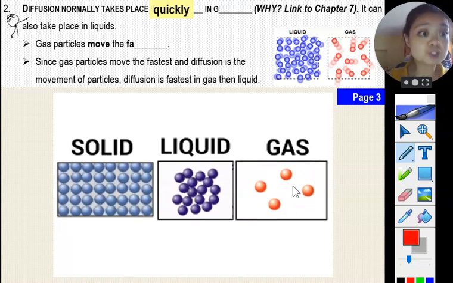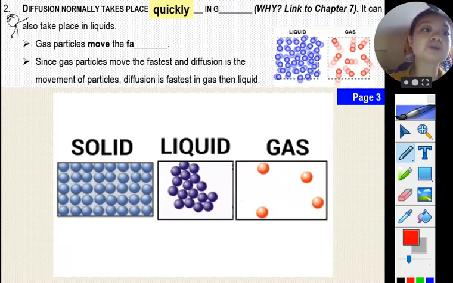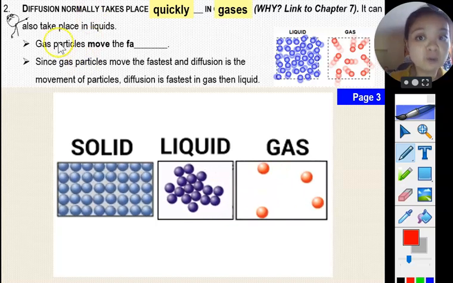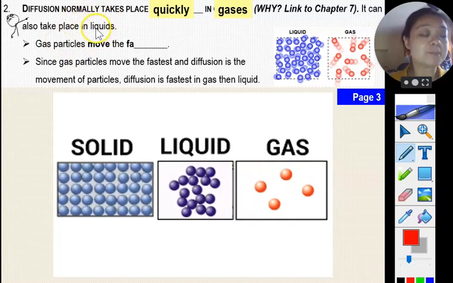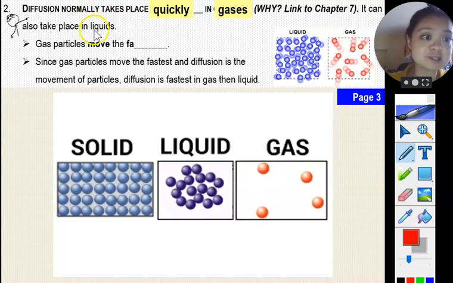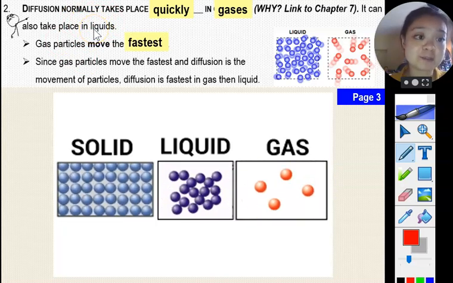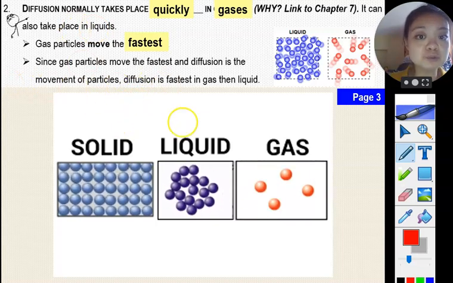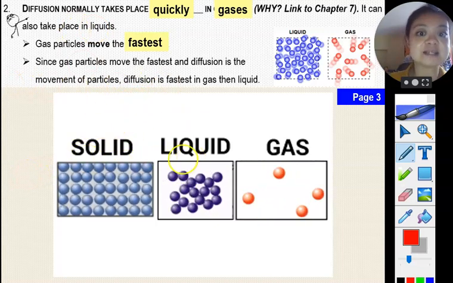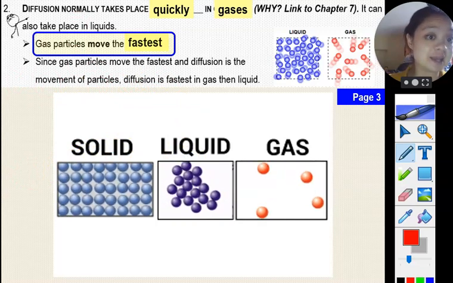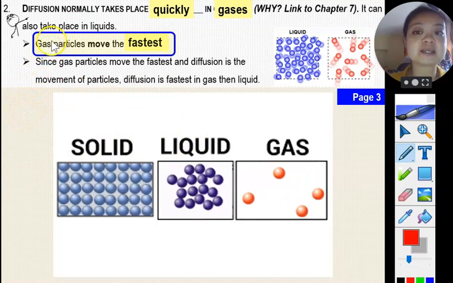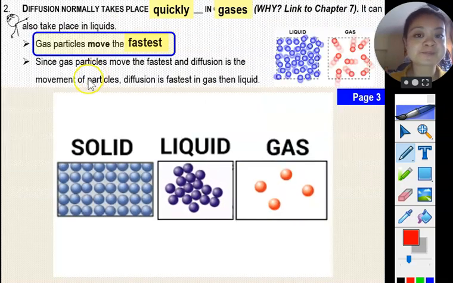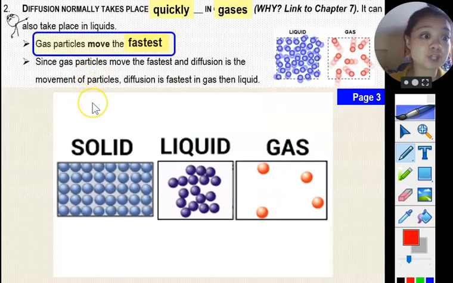So the second rule is that diffusion occurs very quickly in gases. It can also take place in liquids, but it will be the fastest in gases because gas particles move the fastest. And since gas particles move the fastest, we can say that diffusion is the fastest in gas. So please take note of this, that gas particles move the fastest. Okay? So this is your link to chapter 7.